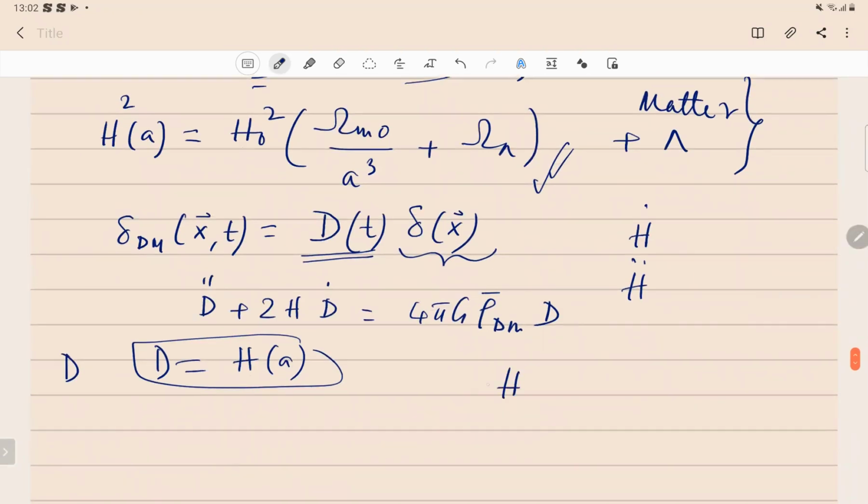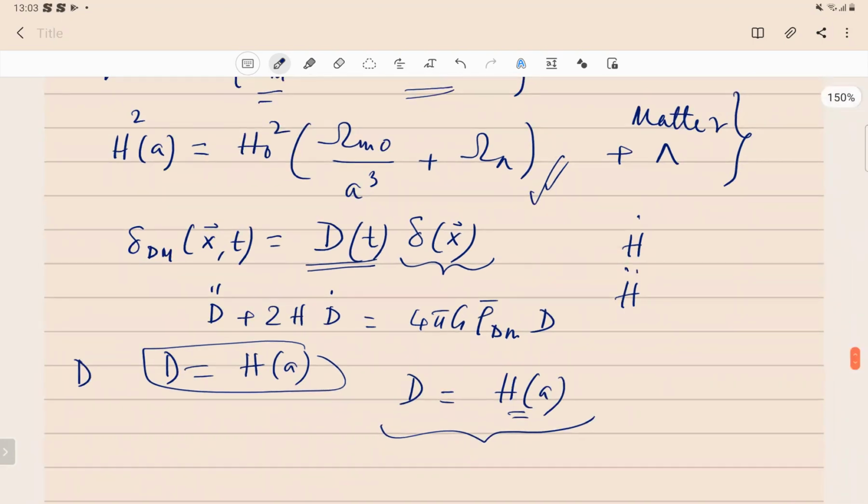Now, h of a. So one solution is d equals h of a. My question is, if perturbations evolved according to h of a, would structures form? Does anybody have any suggestions? If the perturbations evolved with h of a, would there be structures? What kind of a function is h of a as a function of a? So d of t is say h of a. Will structures form?